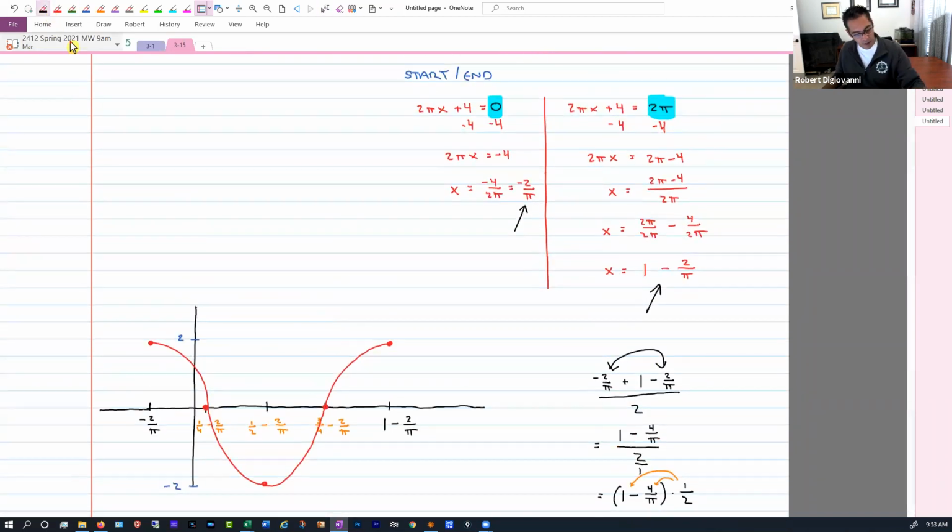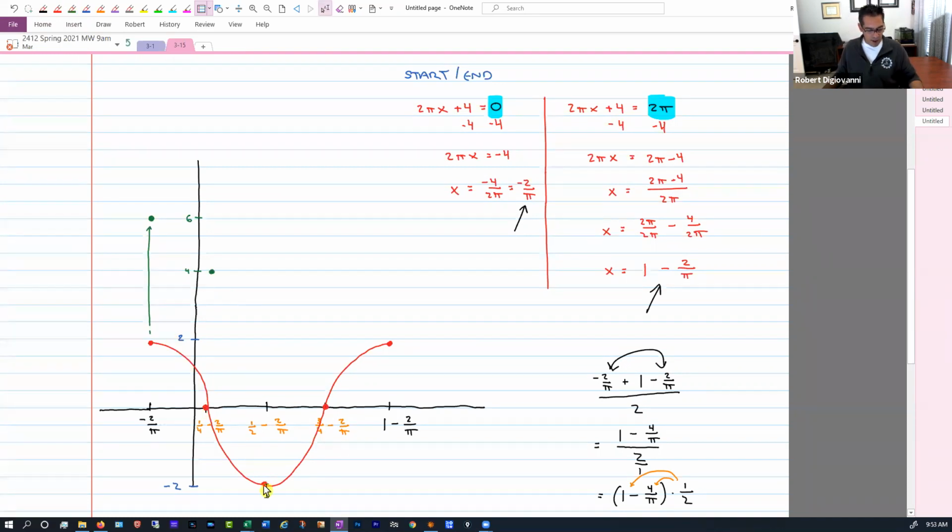So I need to extend my graph further up. This point right here was at 2. It now needs to go up to 6. So let's say that's 4, let's say that's 6. So now that point's going to move up to here. This point that used to be at 0 is going to move up to 4.